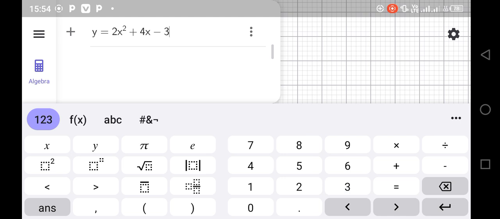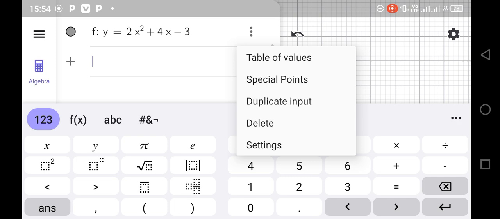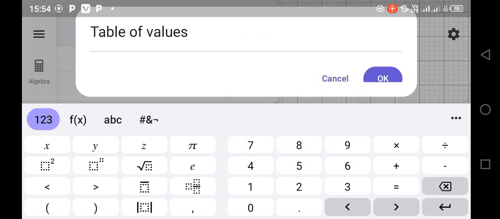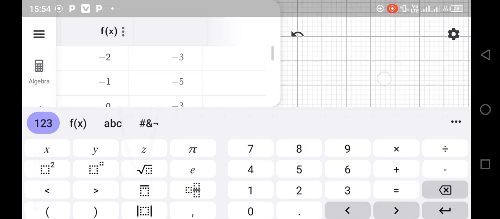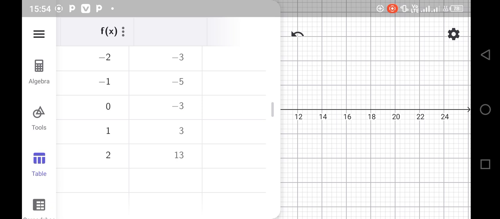Now the first step we do is to find the table of values, where we're going to manipulate the x and y values. As you can see there, we have -2 for x and 3 for y, -1 and -5, 0 and -3, 1 and 3, 2 and 13. Those are the values for the table of values.